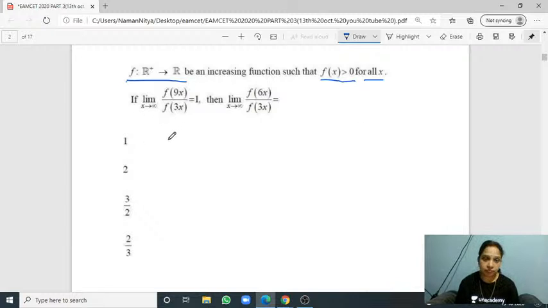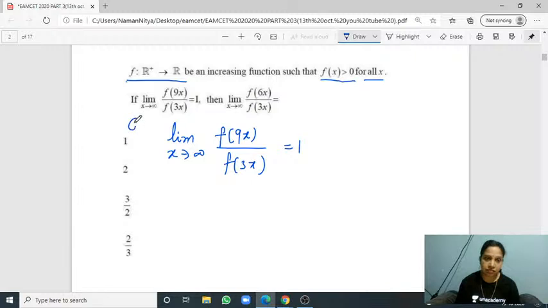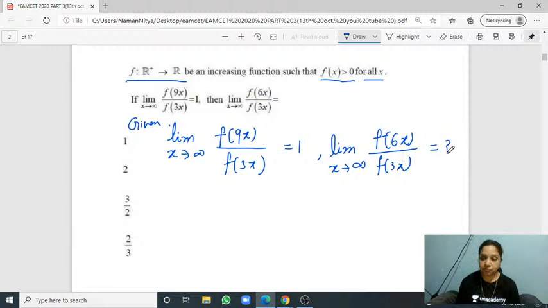Limit x tends to infinity, we have f of 9x divided by f of 3x equal to 1. This is given. Then what will be the value of limit x tends to infinity f of 6x divided by f of 3x? This value we are supposed to calculate. So options are, first one is 1, second option is 2, third option is 3 by 2 and the fourth option is 2 by 3. These are the 4 options you can see.